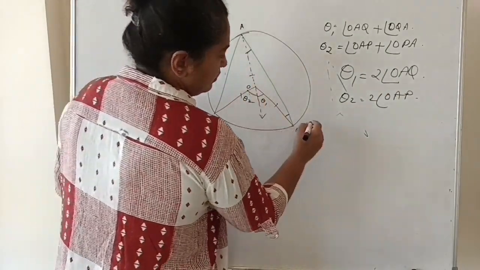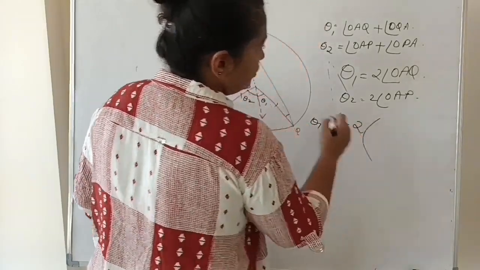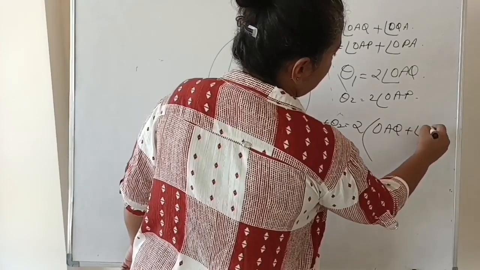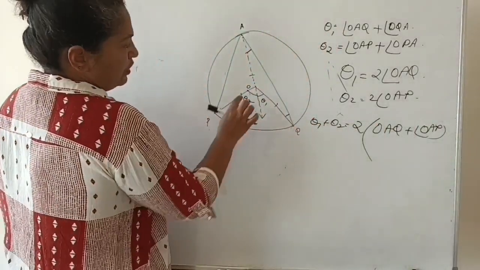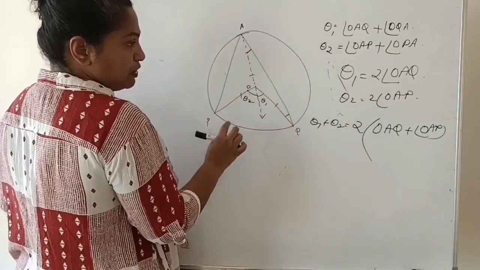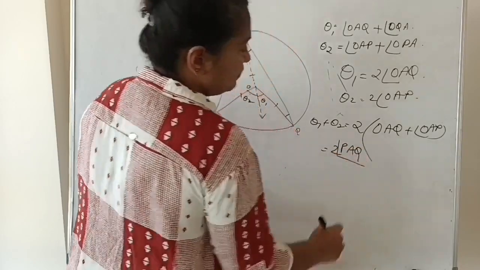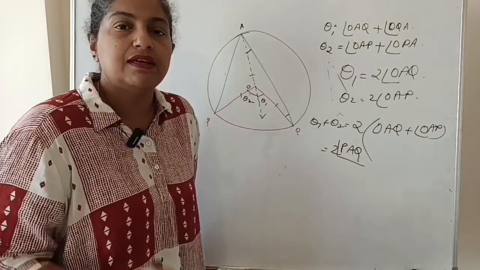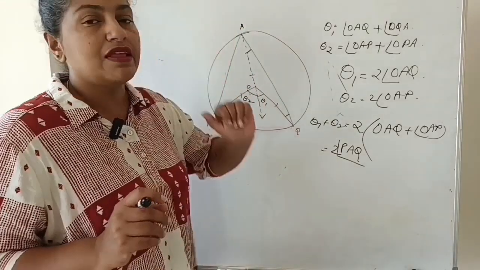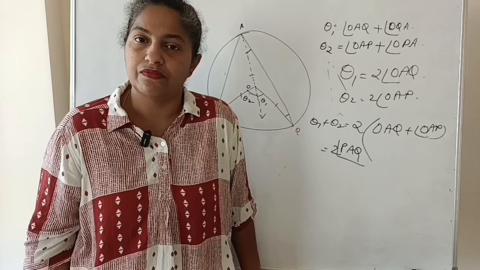What is my total angle equal to? Theta 1 plus theta 2, which is equal to twice of angle OAQ plus angle OAP. What is OAQ plus OAP equal to? That is twice angle PAQ. So, I have proved that the angle subtended by the arc at the center is twice the angle subtended by the same arc at the circumference of the circle.